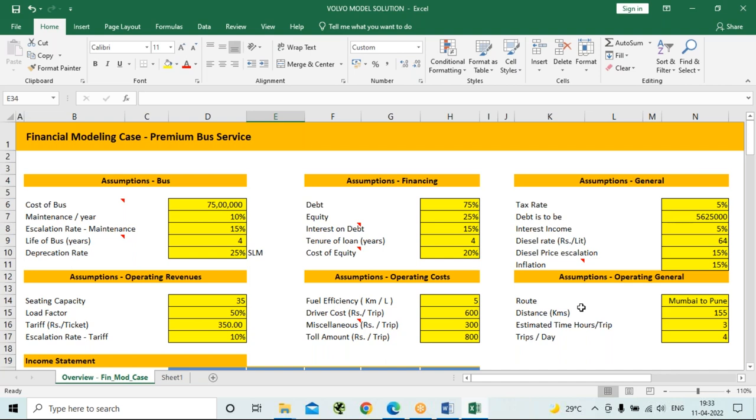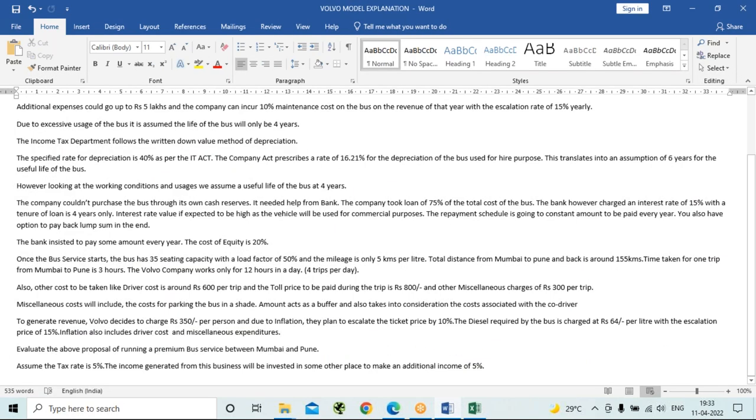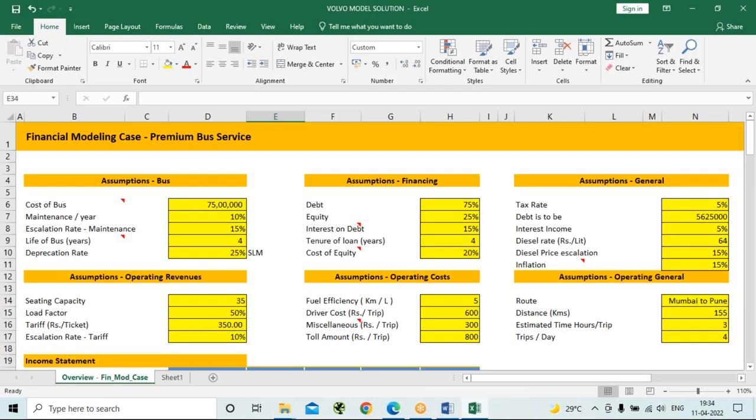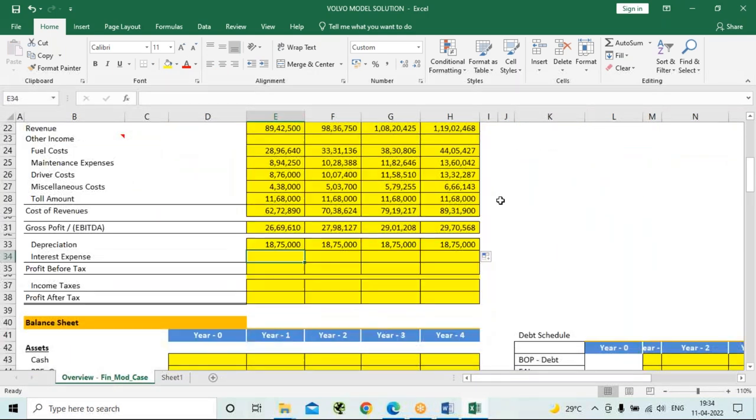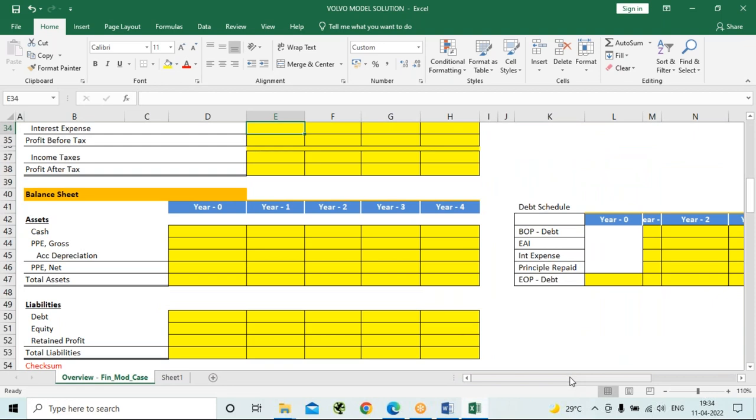Now, if I refer to the data, it says that you are not going to pay only the interest amount; you are going to pay with the repayment schedule. So every year you are going to pay a certain amount, and if possible, you can pay it back lump sum at the end. That means you are not going to pay the same amount every year. You are going to pay it on the repayment schedule. So in that case, we have to calculate the debt schedule.